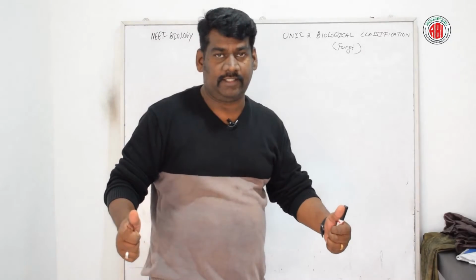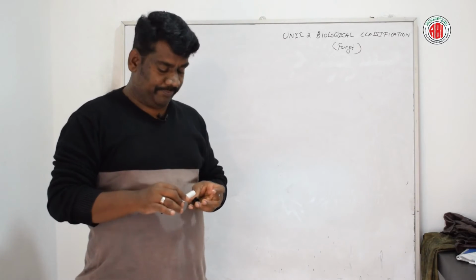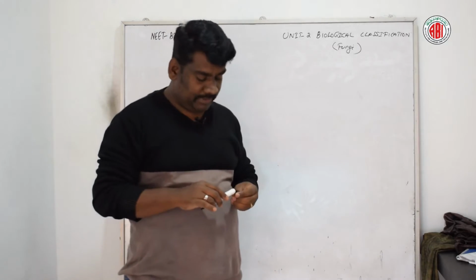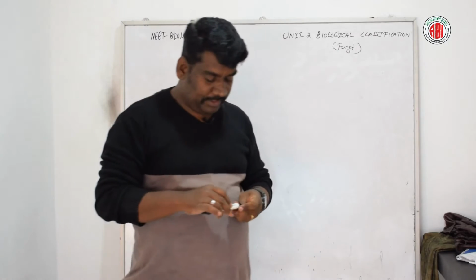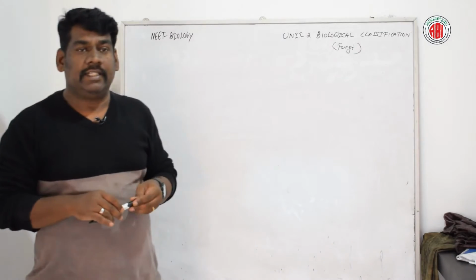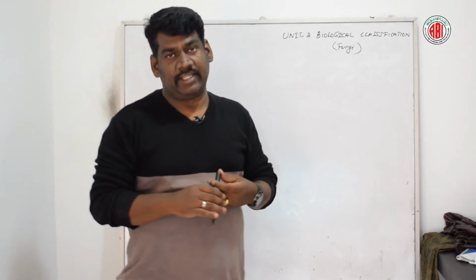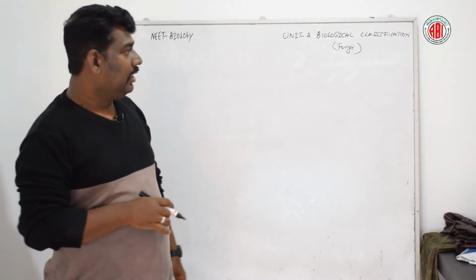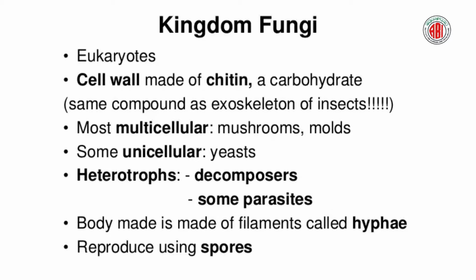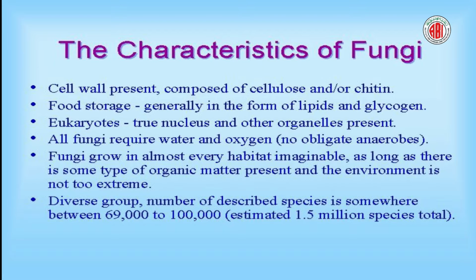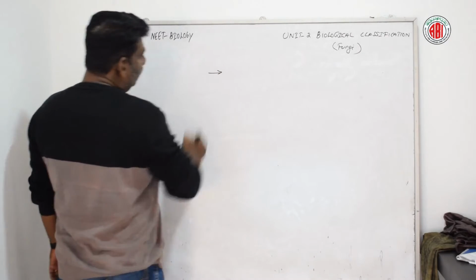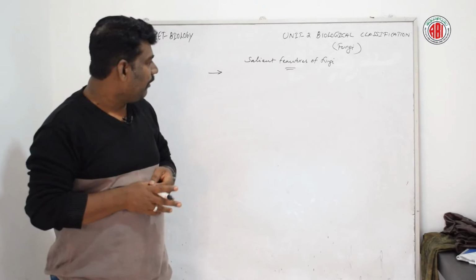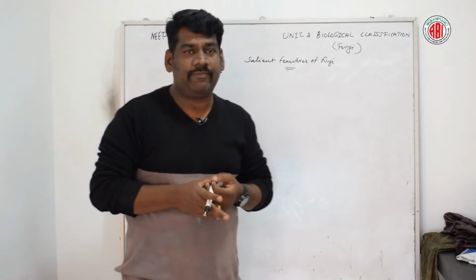Let's start. Kingdom fungi, according to Whittaker's five kingdom classification of biological classification. Already we have discussed algae in detail, and today we are going to discuss the characteristic features of fungus. Let us see one by one. First point, the major characteristic features of kingdom fungi.